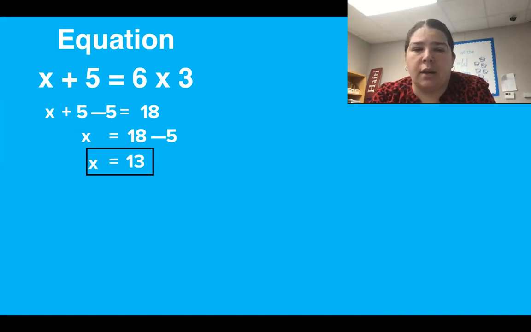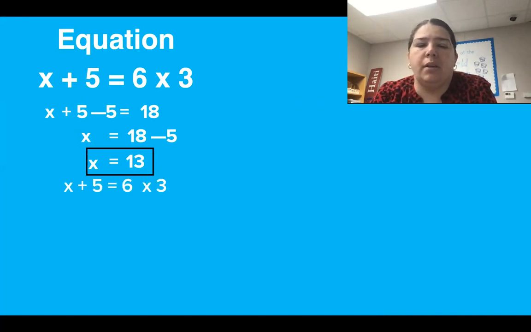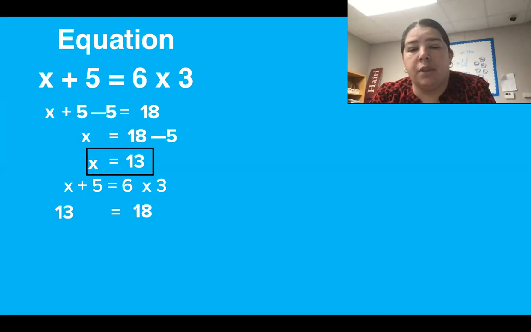Now we need to check. In order to check, we rewrite the problem, and then we put the 13 anywhere we see an x. So x plus 5 equals 6 times 3. And 6 times 3 equals 18. Again, we put the 13 in for the x plus 5. What's 13 plus 5, boys and girls? 18. And 18 will equal 18.